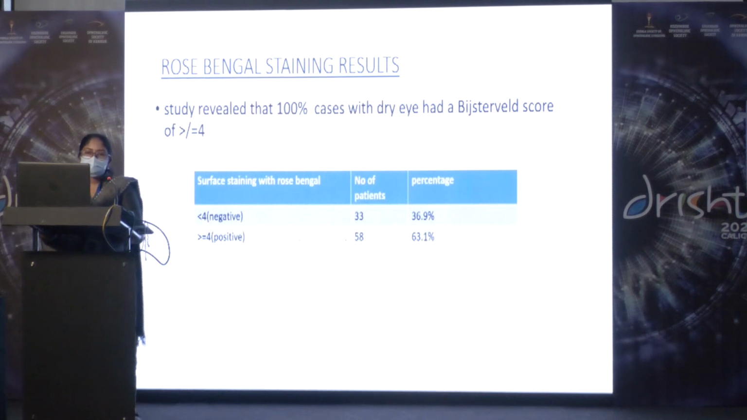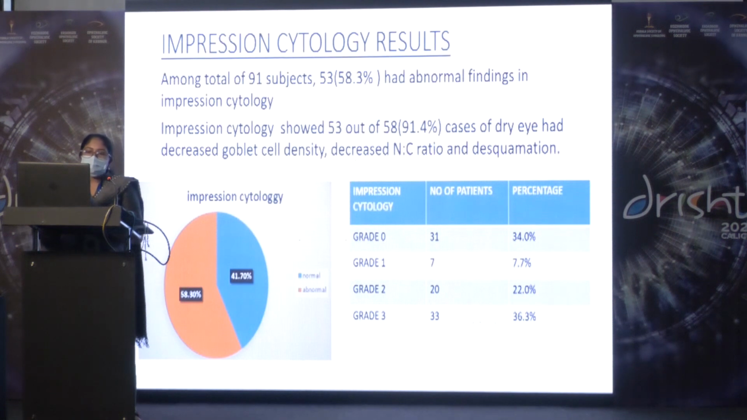Rose Bengal staining study revealed 58 cases of dry eye had a van Bijsterveld score more than or equal to 4, that is positive, revealing 100% of cases with dry eye had a positive Rose Bengal staining. Impression cytology results showed that among a total of 91 subjects, 53 subjects, that is 58.3%, had abnormal findings in impression cytology, and among those diagnosed with dry eye disease, 91.4% had decreased goblet cell density, decreased NC ratio and desquamation.